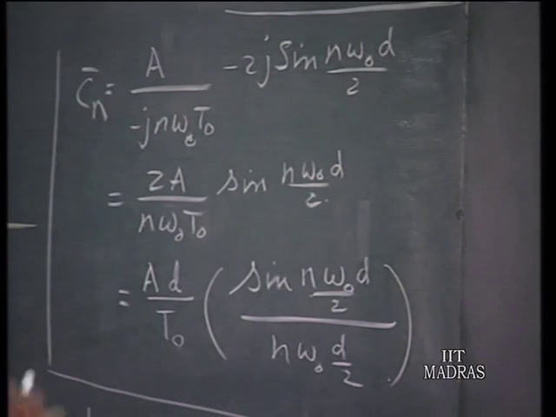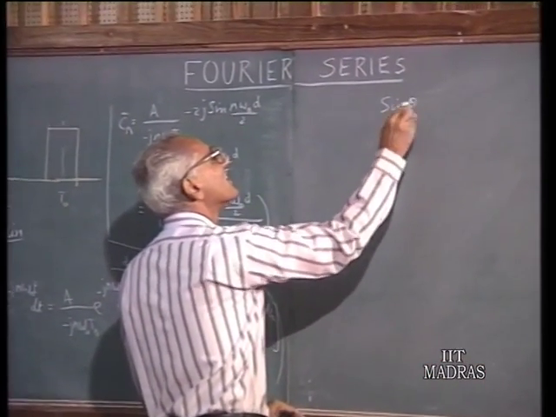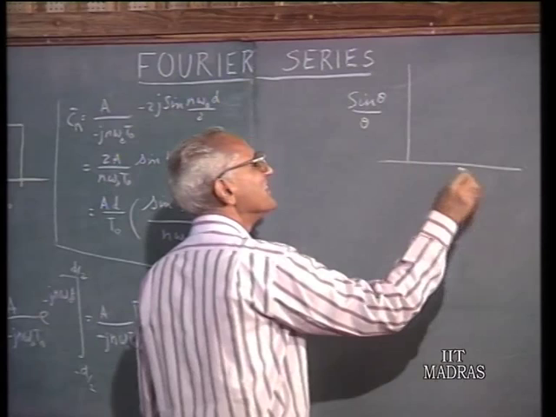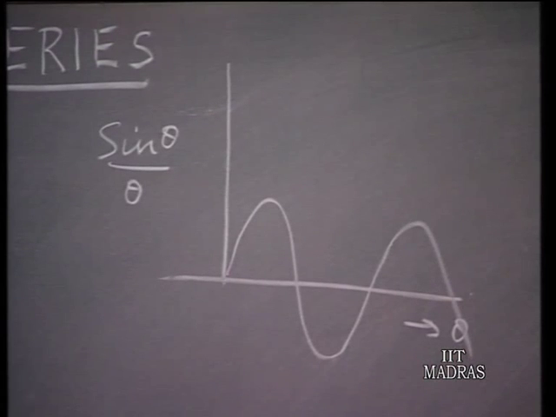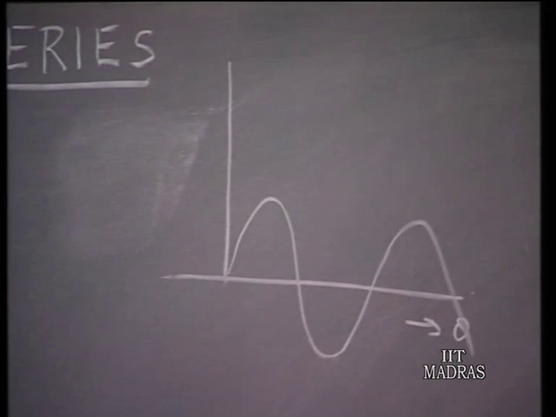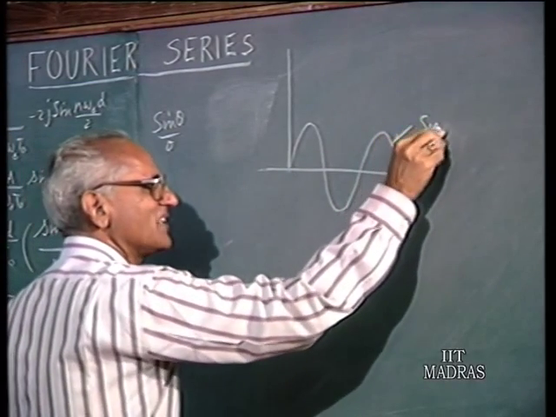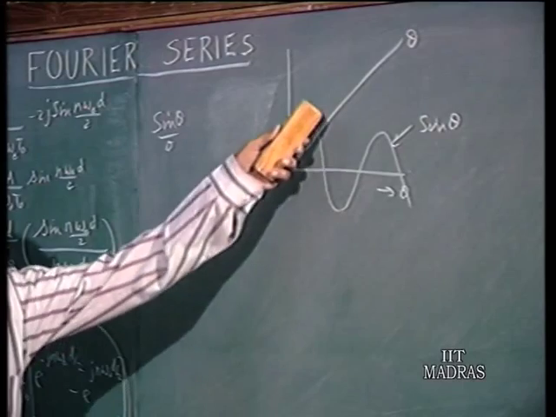So, to plot the spectrum corresponding to this, let us fill ourselves up on some background information on the variation of sin theta by theta. If we are having a function sin theta by theta, what we are interested in is to find out its variation. So let us plot this: this is sin theta, and theta will be like this. So we are dividing this waveform by this.